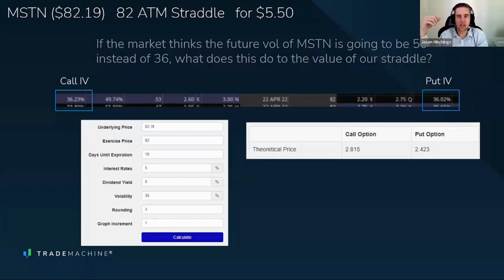Now, it only has 14 days to move that much. So they're not saying it's going to move 36% in 14 days. They're saying it's going to move at a clip of roughly 36% per year over the course of the next 14 days.